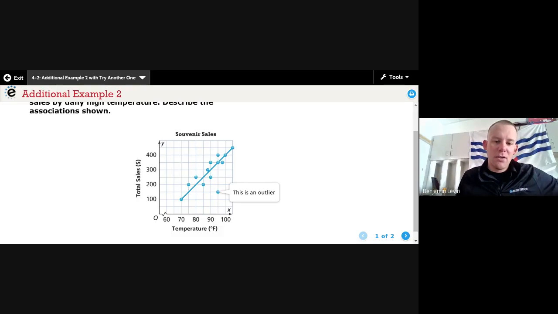So that's an outlier. The rest of these days were probably night games or Saturday games at 2 p.m. on a Saturday. So a bunch of people came. And obviously the higher the temperature, the more people bought stuff.